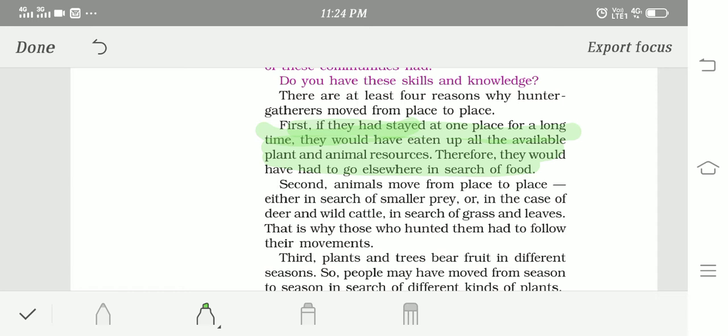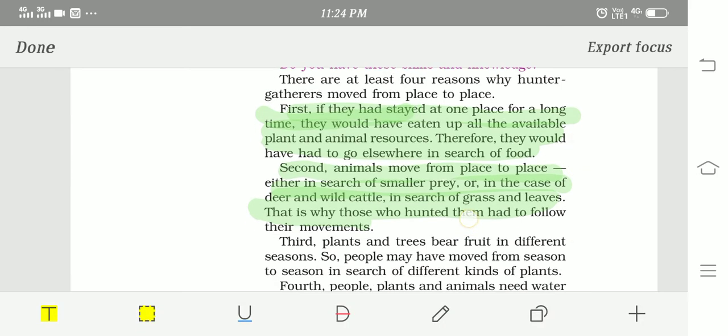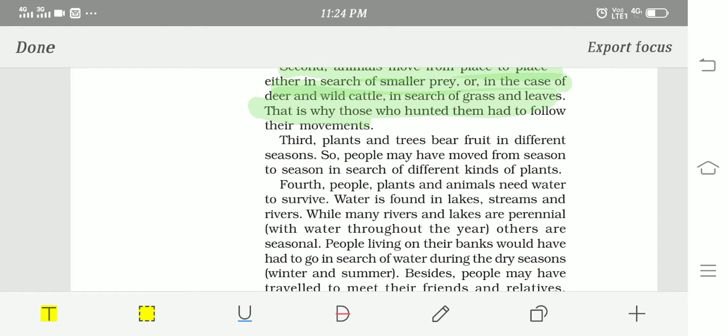The second one is, because animals move from one place to another, to hunt them, not permanently, but in day-to-day life, people need to hunt the animals. So wherever these animals are going, with the complete group of them, they will follow them to hunt them. For this reason, the people also move with them, so that these animals can be captured, hunted by the human. Now, let's see the third reason why the people used to move.